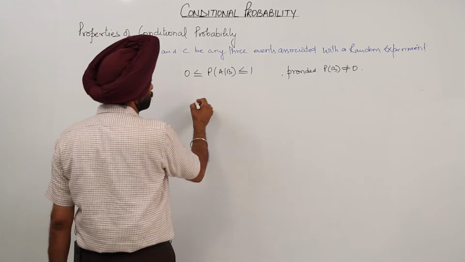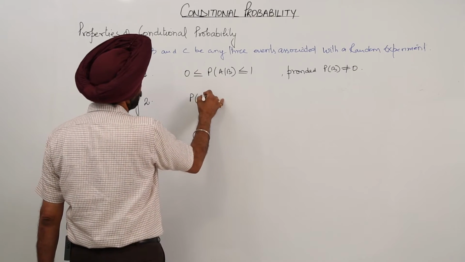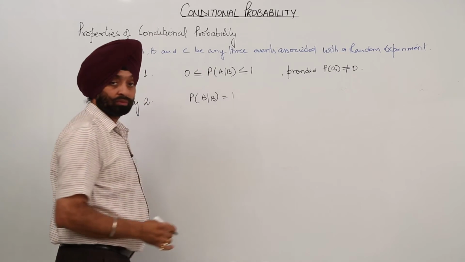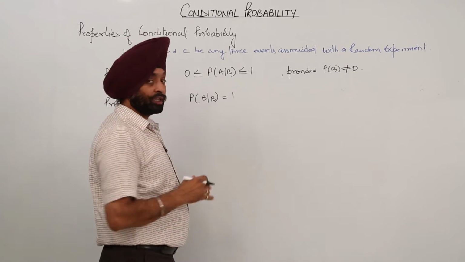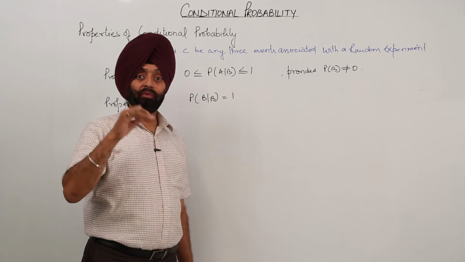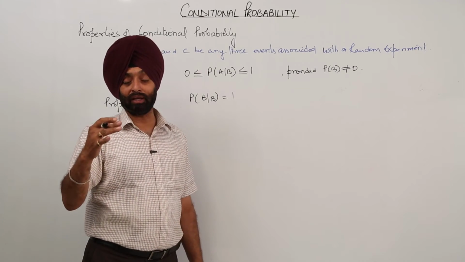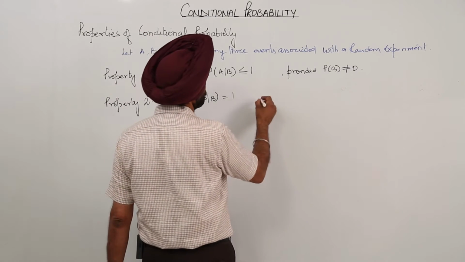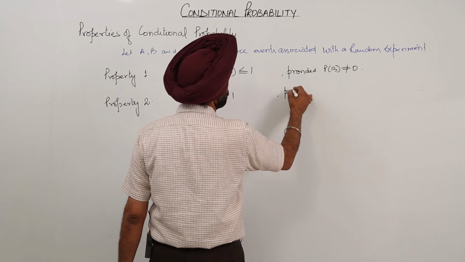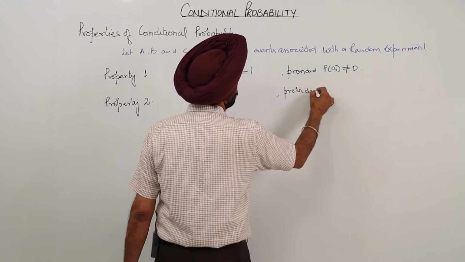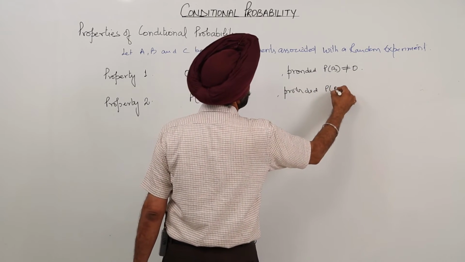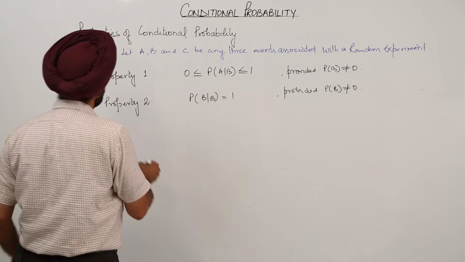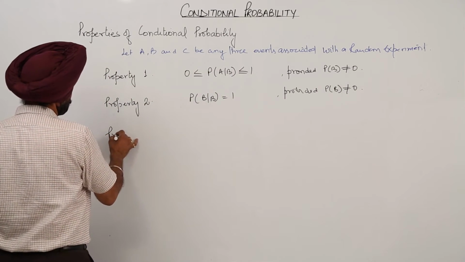Now property 2. Property 2 is probability for B oblique B. This is always equal to 1. Okay. So B oblique B, basically what it means, B and B, probability for B and B divided by probability of B. So it will always be equal to 1 provided probability of B is not equal to 0.